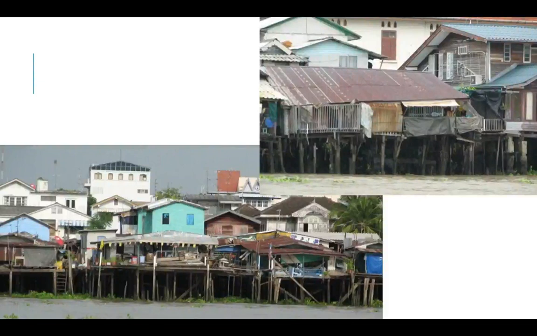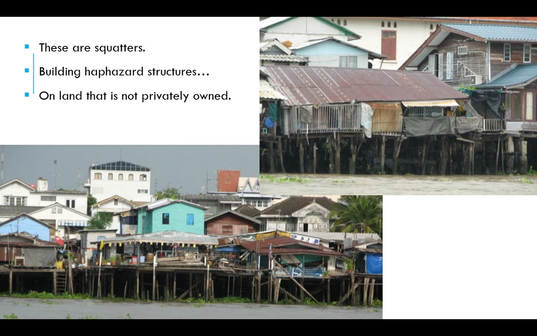But what about this? So take a good look at this picture here and at what you're seeing. Now, what you're seeing are squatters. What I mean by that is these are people who are building these haphazard structures in whatever manner they can, and this is land that is not privately owned. So this isn't their land. In fact, if you look close enough, you see that what they're doing is building on the riverbanks, right? And they're actually kind of in the water.